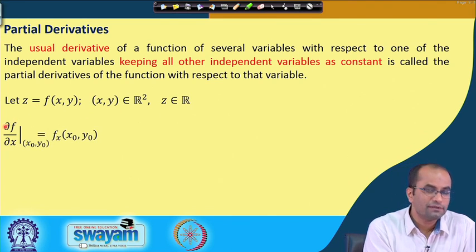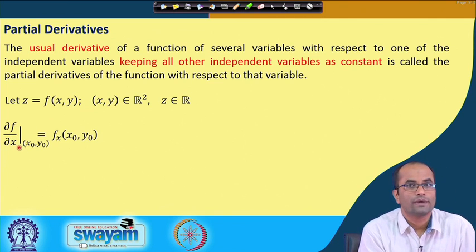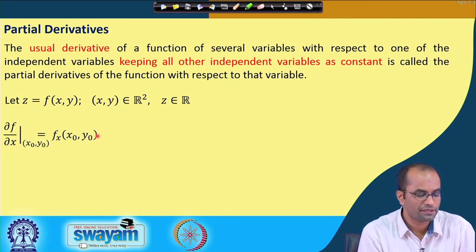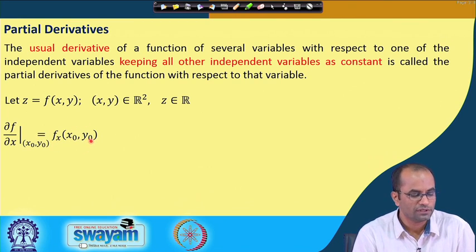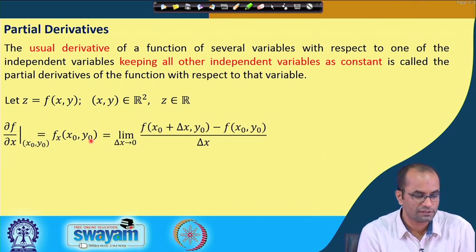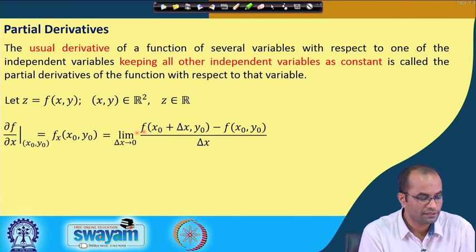So, this partial derivative of f with respect to x at a point (x0, y0), which we also denote by f_x(x0, y0), is defined as we said before, as a usual derivative. So, we are taking here the derivative with respect to x. So, the fundamental definition of the derivative is the limit as delta x goes to 0, and then we make an increment here in x0.